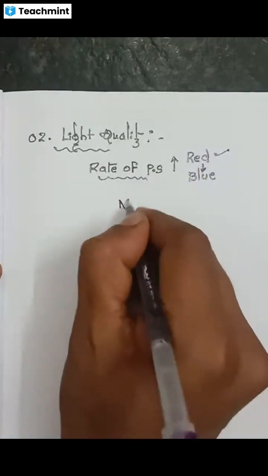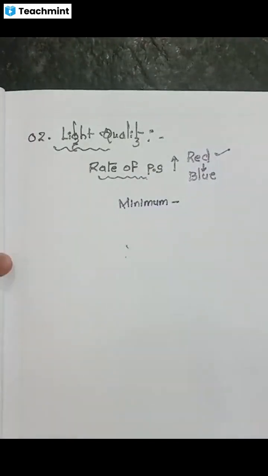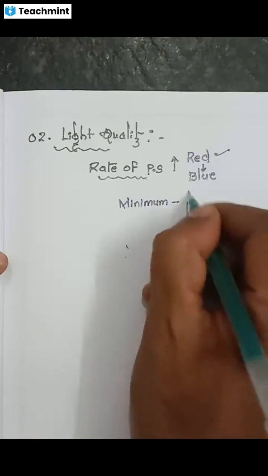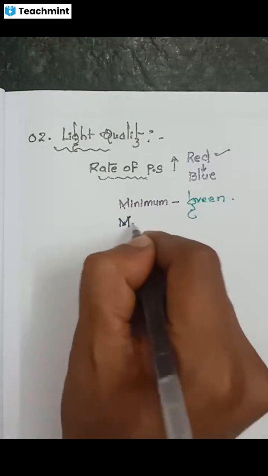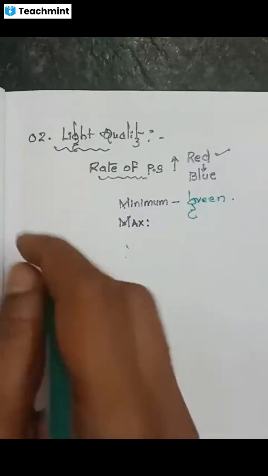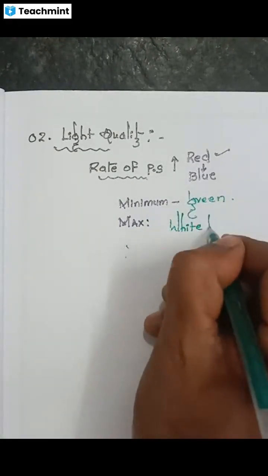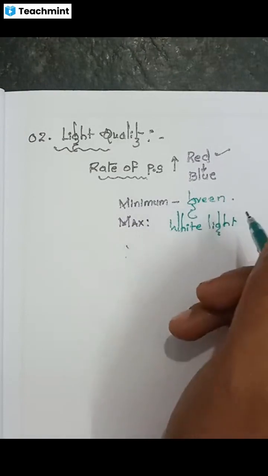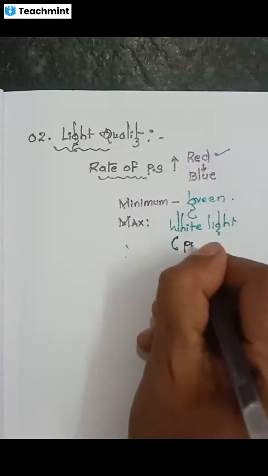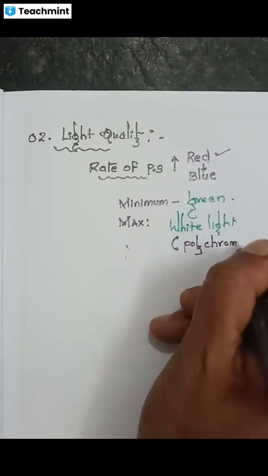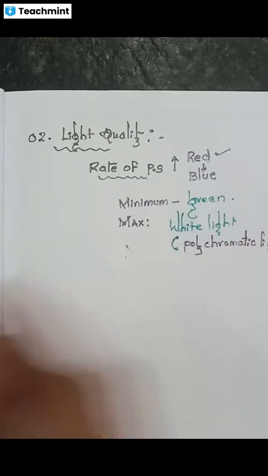It is minimum in green light. And the rate of photosynthesis is maximum in white light. White light is also known as polychromatic light. So clear. The light quality.